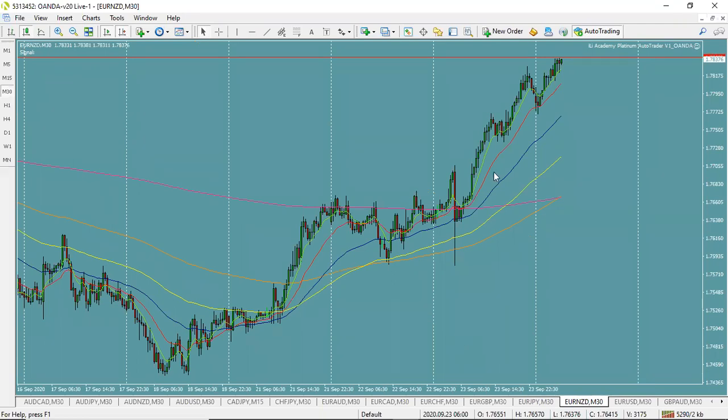On the Euro New Zealand, you can see that we almost have trend here. We've got our 200 just about to jump over our 720. So that's telling us that we are in a full trend to the upside. I'd be looking for any type of pullbacks to take trades to the upside.